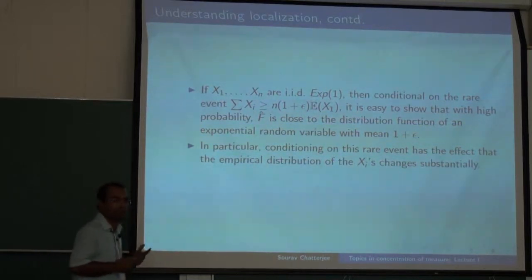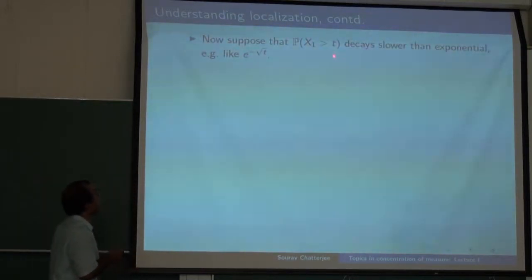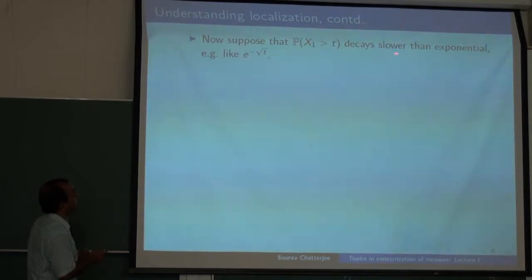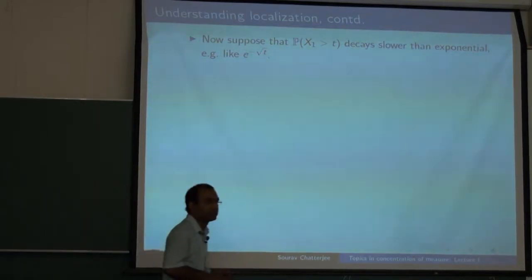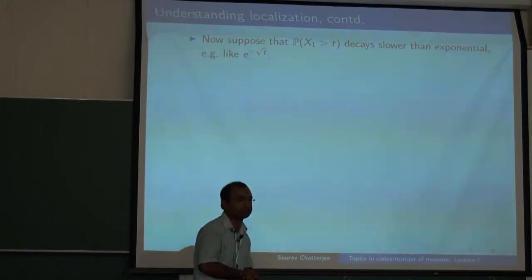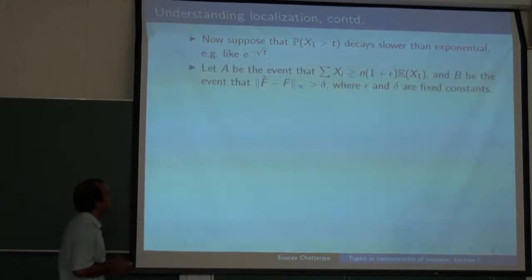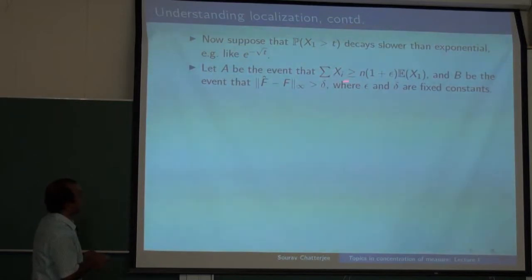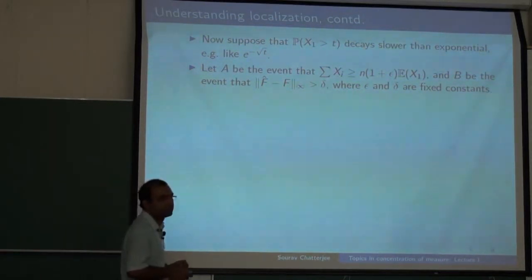However, this need not always be the case. Now suppose the tail of x1 decays slower than exponential, let's say like e to the minus square root of t. Then what? Let A be the event that the sum of the xi's exceeds its expected value by 1 plus epsilon, and B be the event that the difference between F hat and F is bigger than delta, where epsilon and delta are fixed constants.